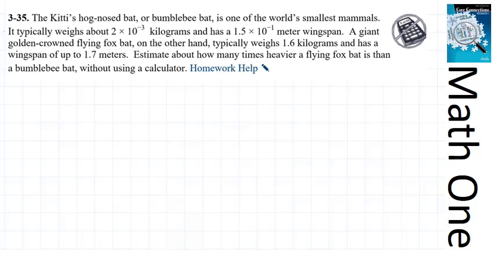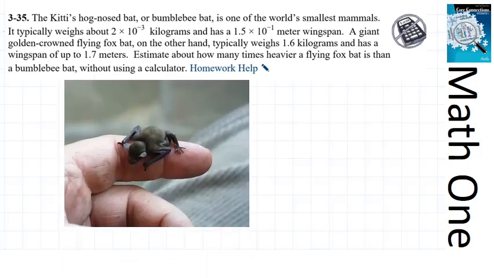And I think the easier way is, well, let's read it, right? So we've got 2 kinds of bats. We've got this thing called the Kitti's Hog-Nosed Bat, or sometimes known as the Bumblebee Bat. There's a picture of a bumblebee bat, tiny, tiny little things, right? It's one of the world's smallest mammals. It typically weighs about 2 times 10 to the negative 3rd gram. So if you think about that, that's in scientific notation. That would be 0.002 kilograms. And it has a wingspan of 1.5 times 10 to the negative 1 meters.